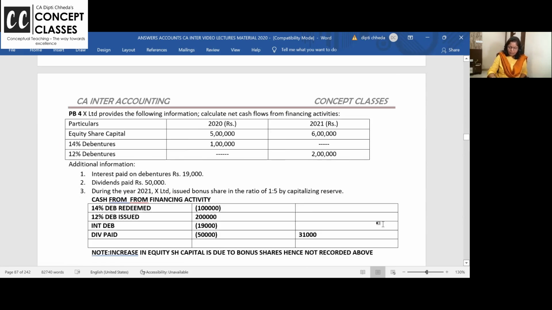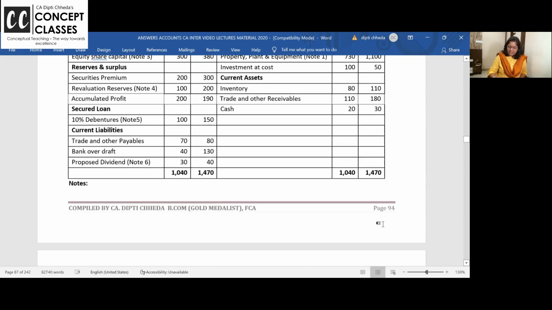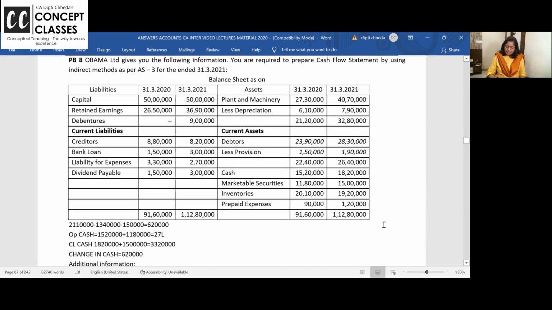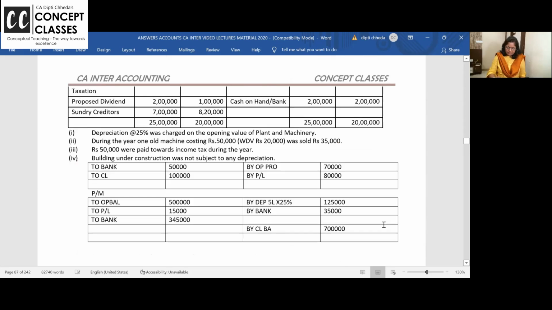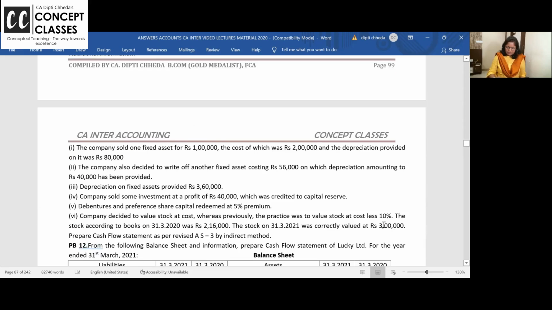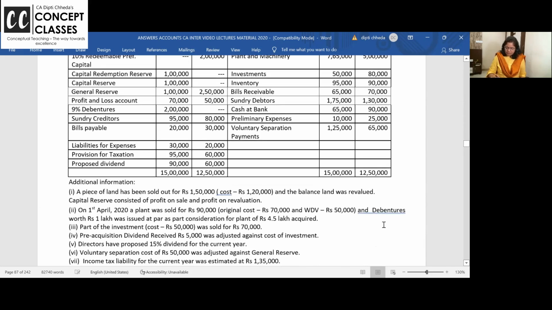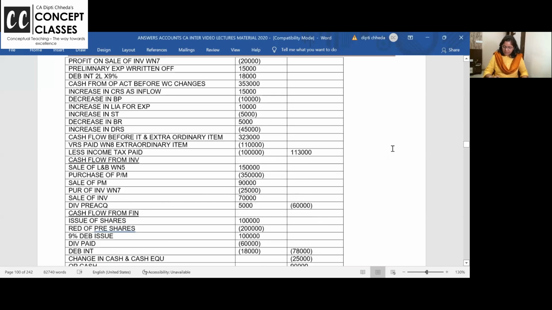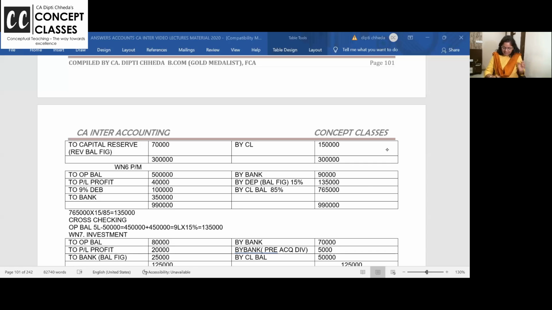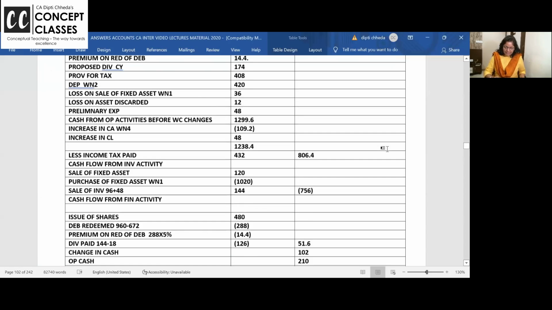Let us take up some problems. These are all very nice problems. Time permits, I wanted to give some. See, marketable securities are a part of cash and cash equivalent. Unclaimed dividend will be reduced from dividend paid. Okay, check this then. Okay, let us check this out.